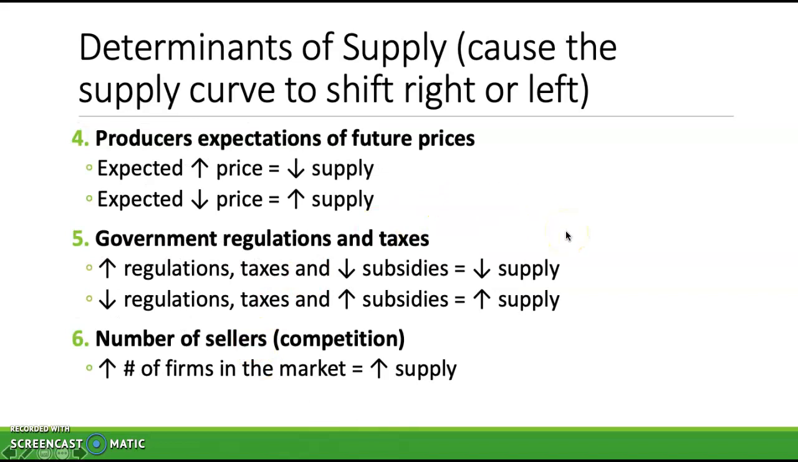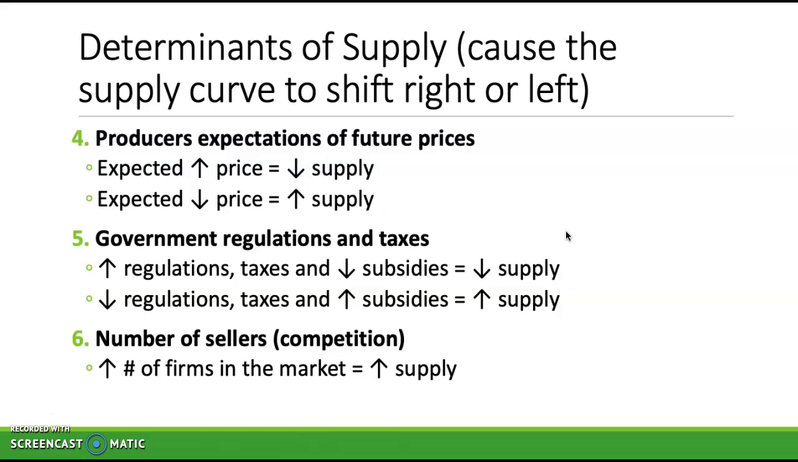Then looking at the final three determinants of supply. Number 4, these are producers' expectations of future prices. So when we say producers, we're talking about businesses, these makers of these products. If they expect the price to go up in the future, they will decrease their supply at the moment, because they're saving their supply so that when the time comes in the future, when the prices are getting higher, they can make more profit in the future at that higher price.